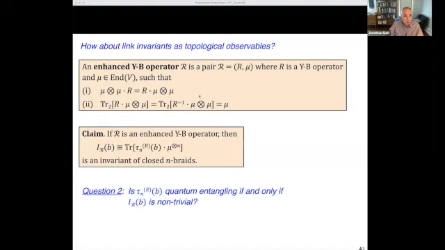So given this definition of an enhanced Yang-Baxter operator, we can then define a link invariant roughly as the trace of a unitary representation of an n-braid, supplemented by this endomorphism.